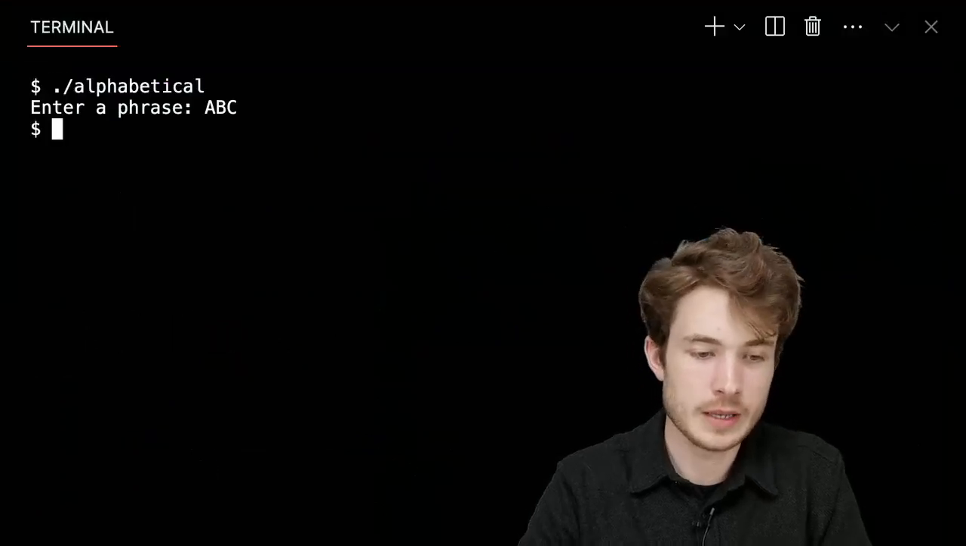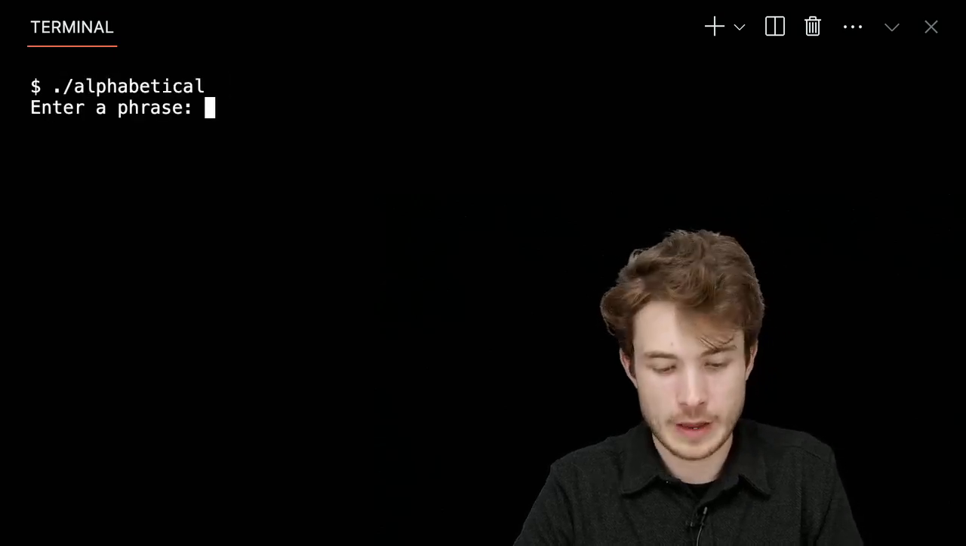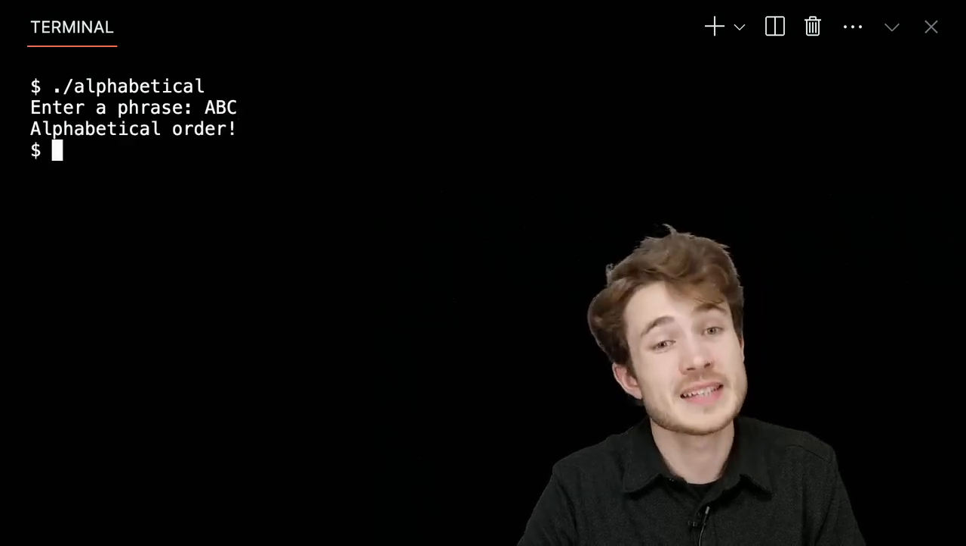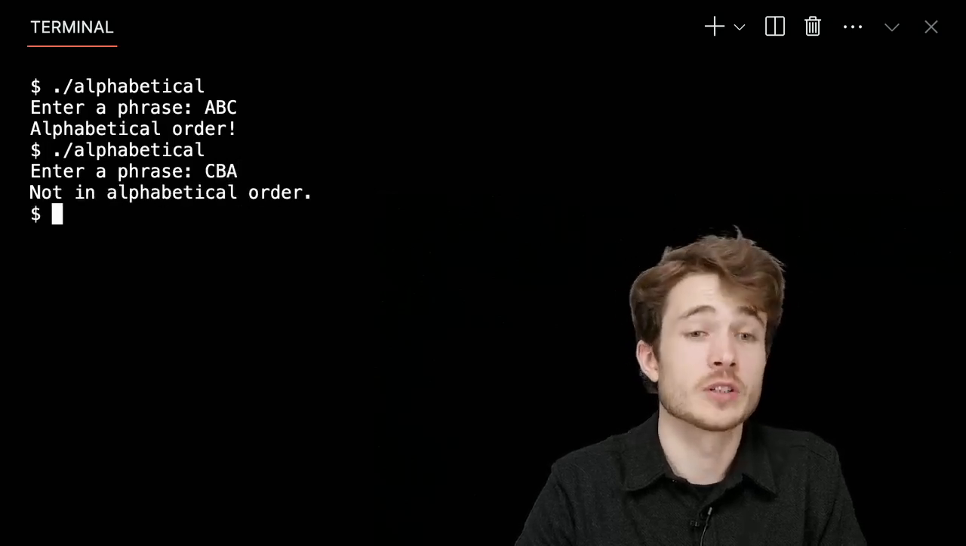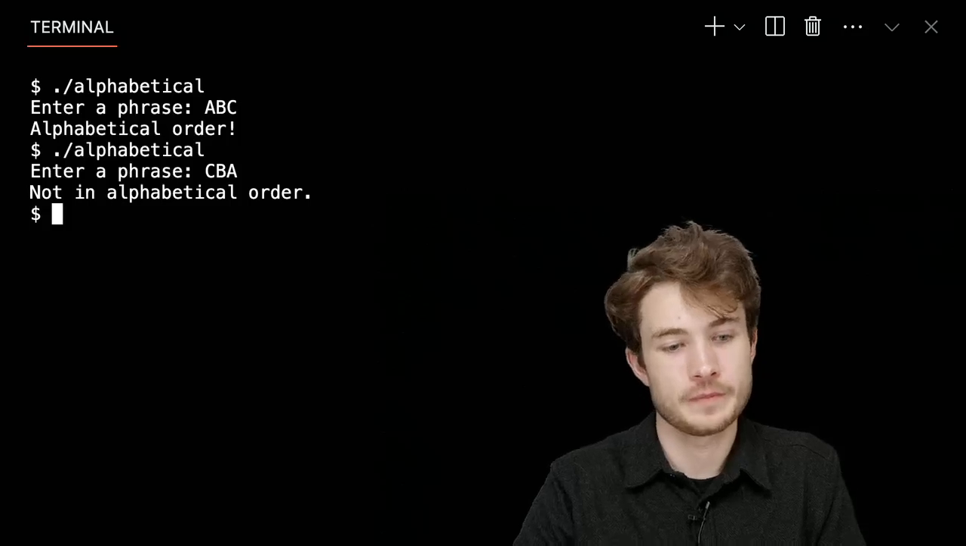I'll say make alphabetical, then ./alphabetical, and now I'll type in ABC. I see that's in alphabetical order. I'll do it again with CBA, and those are not in alphabetical order.